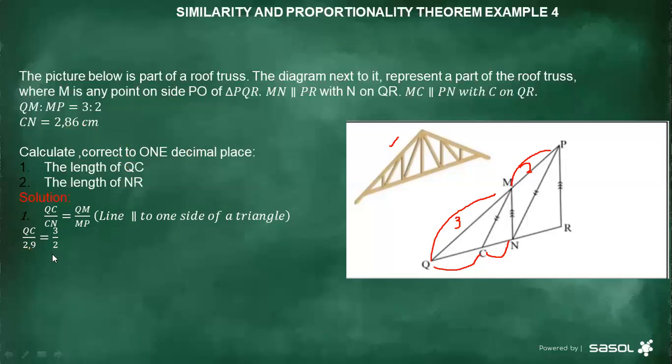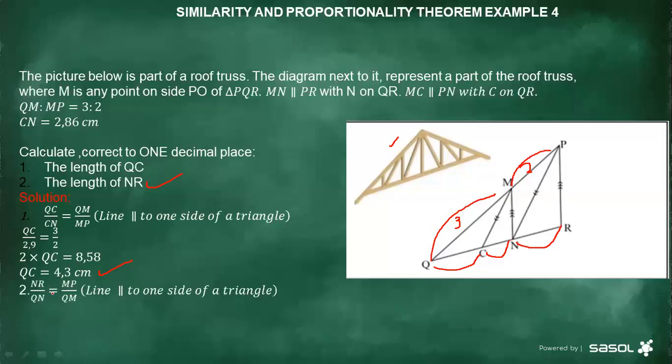Then you do cross multiply, and 2,9 multiplied by 3 gives us 8,58. Then you divide both sides by 2, and it gives us 4,3. So that is the actual distance for QC. Now the length of NR, where's NR? This is NR. You start with what we need, then divide by the actual length. NR is what we need, QN, meaning QN is from here.